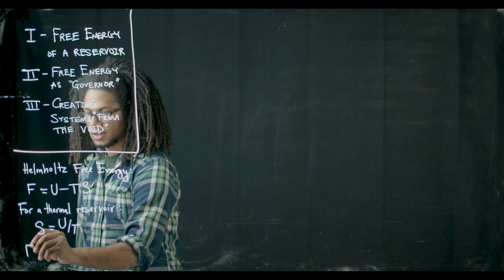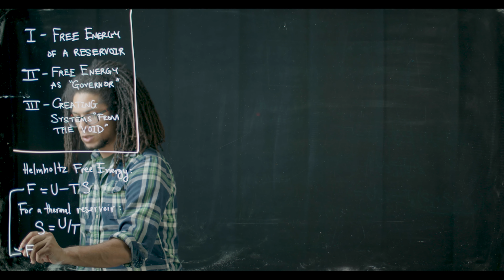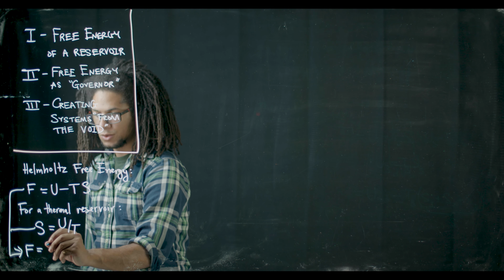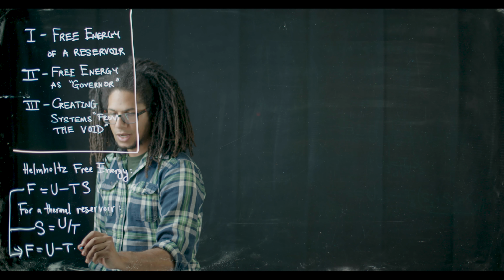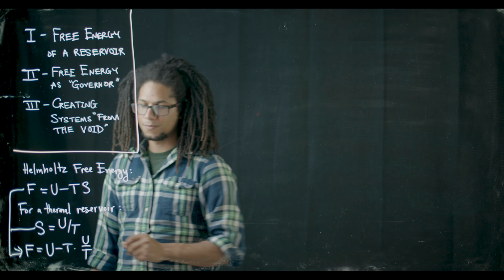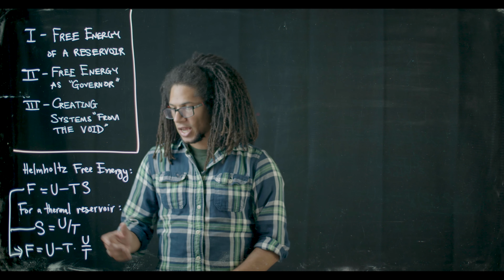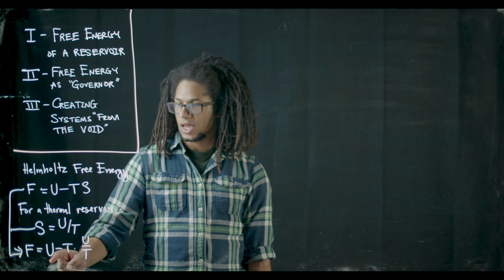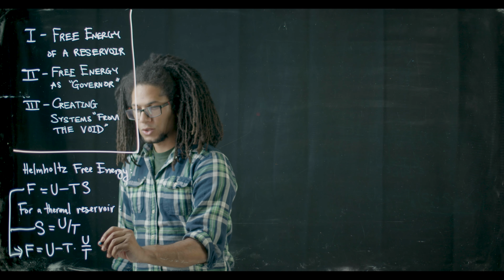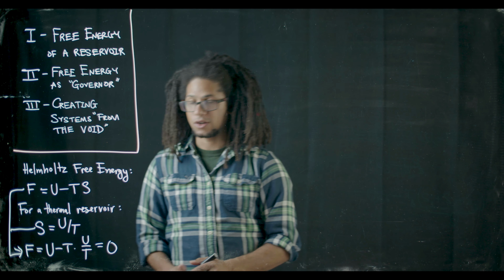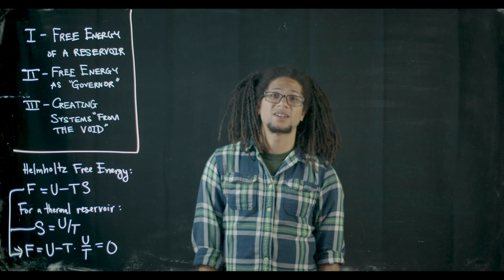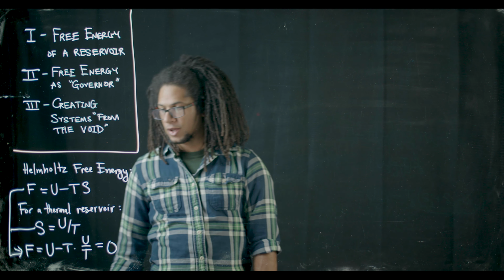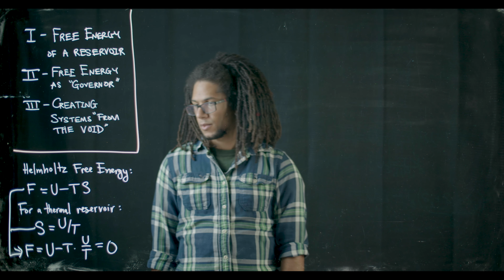So we'll get from these two together that F is equal to U minus T times U over T. But check it out. This T in the numerator cancels this T in the denominator, and we simply get U minus U. So that means that the free energy here is specifically 0. And this will apply for the Helmholtz free energy of any thermal reservoir. Good.